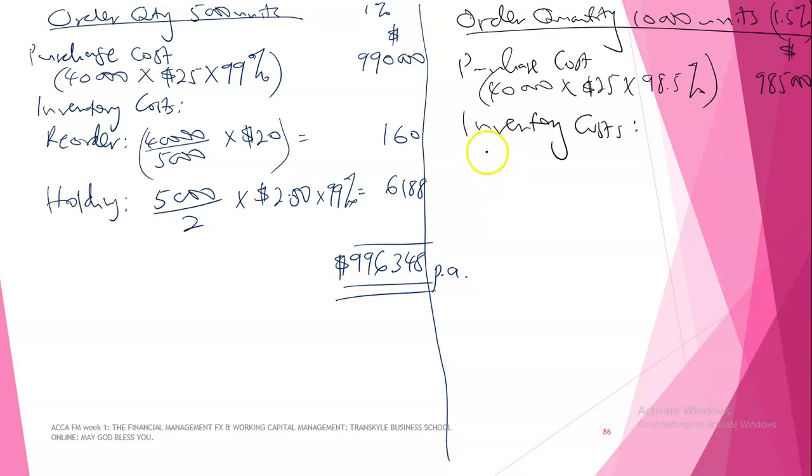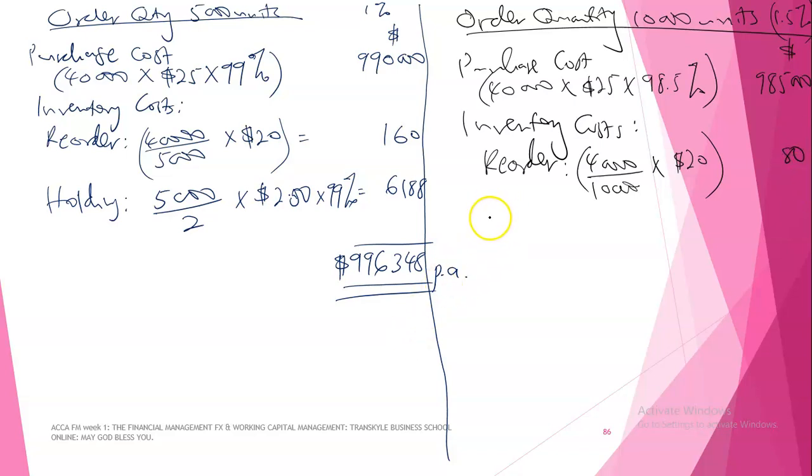And then we compute the inventory costs. These ones are made up of ordering costs, the reorder costs, all right? Reorder, that's the demand over the EOQ, or the demand over the order quantity, all right? So that's 40,000 over 10,000, okay? Multiply by the cost of placing an order. Okay, and this gives us just $80.